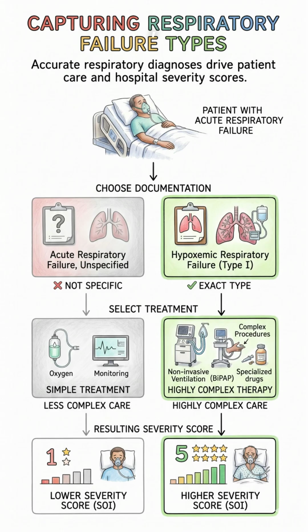93. Why is it important to capture the exact type of acute respiratory failure in a patient medical record? Different types require different complex treatments, which changes the severity of illness score for the sick patient. Hypoxic and hypercapnic failures show different clinical problems, proving the patient needed very intense medical respiratory care.